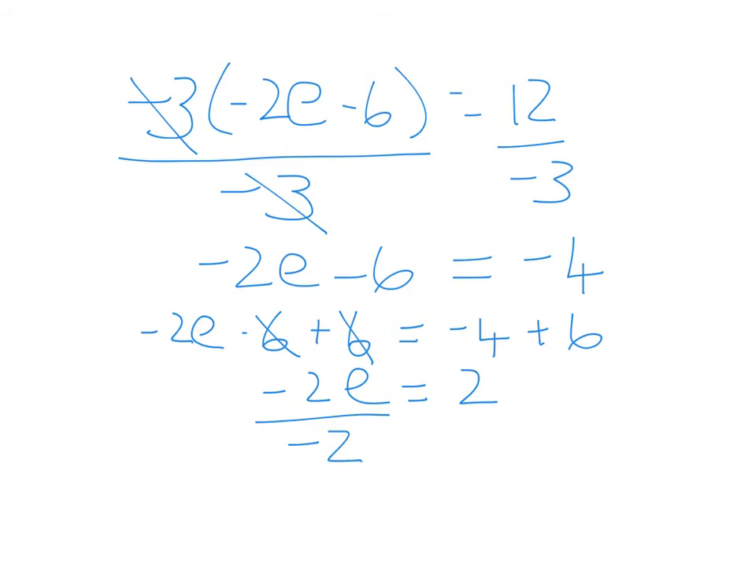Whatever we do on the left, we need to do on the right. So negative 2 divided by negative 2 cancels out, and we're left with e. E is finally on its own, and 2 divided by negative 2 is going to be negative 1. And if you go back and check, you will find that that answer is correct. This is the kind of setting out that we're going to be looking for in the written exam. All right, let's do one more example, and then I will leave you to practice the rest.